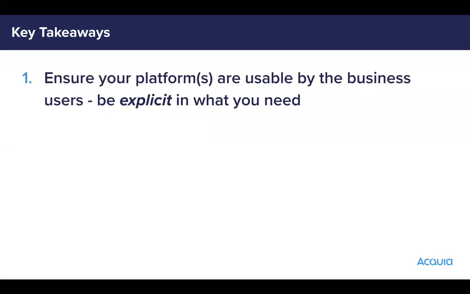So I'm going to have a bit of a summary now. The key takeaways I want you to look at before we go into the Q&A session are: ensure your platform is usable by the business users. Be explicit in what you need. Make sure that you are focusing on, okay, what are these business problems? And articulate them. Articulate the strategic objectives and goals so that we can help realize that vision in terms of the platform, make it usable for you.